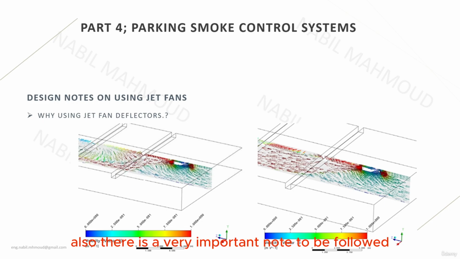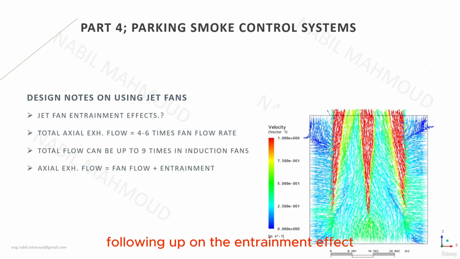Also, there is a very important note to be followed: it is highly recommended to install the jet fan parallel to the beams as much as possible, not perpendicular. But if there is no other way but to install it perpendicular, then you need to consider installing a deflector on the discharge side of the jet fan, and you need the exact right angle that will prevent any circulation related loss.